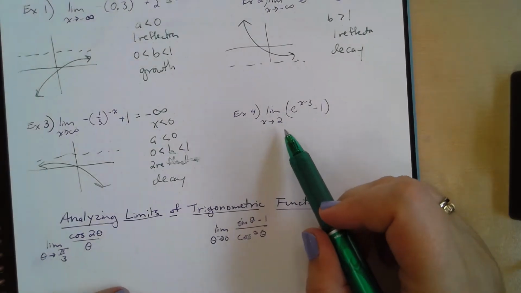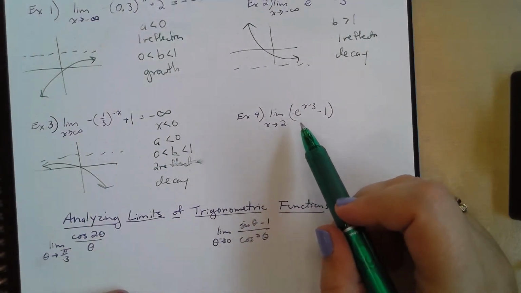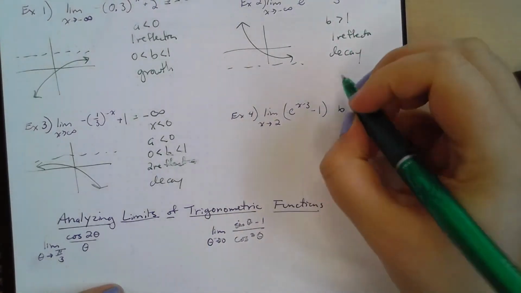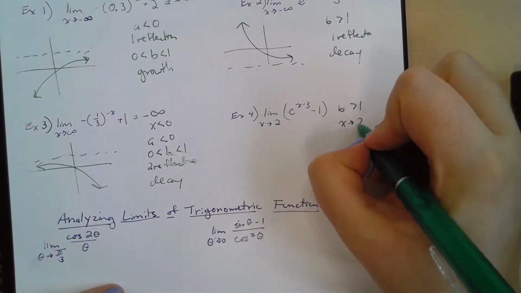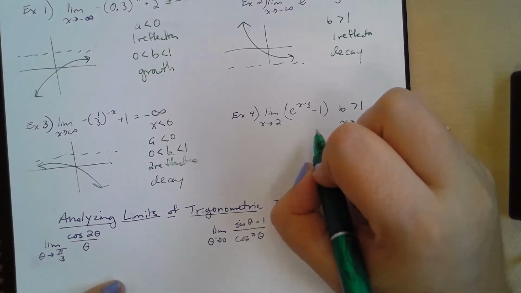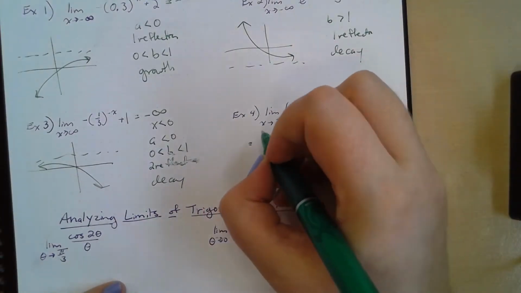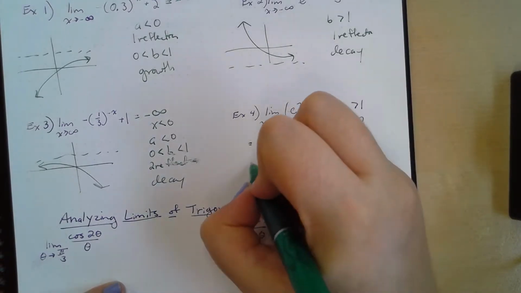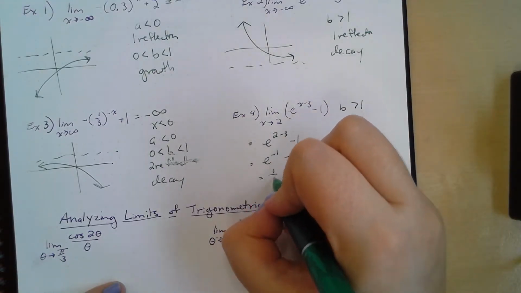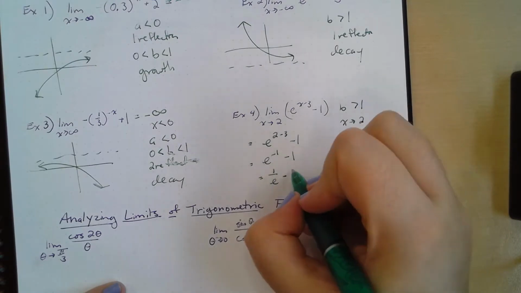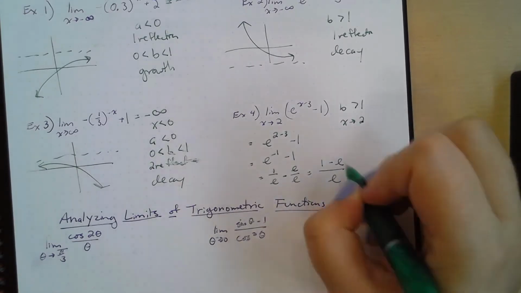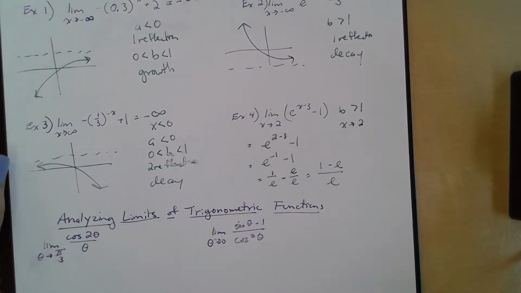Here we've got the limit as x goes to 2 of e to the x minus 3, minus 1. Well, in this situation, b is greater than 1, right? B is e there. And actually, x is going to 2. So with this situation, I don't really need to figure out things. I can just do this as a regular limit. So I'm going to have e to the 2 minus 3, minus 1, which is e to the negative 1 minus 1. So I'm going to have 1 over e minus 1, and if I rewrite 1 as e over e, then I can rewrite this all as 1 minus e over e. All right? So don't let that trick you up very much.